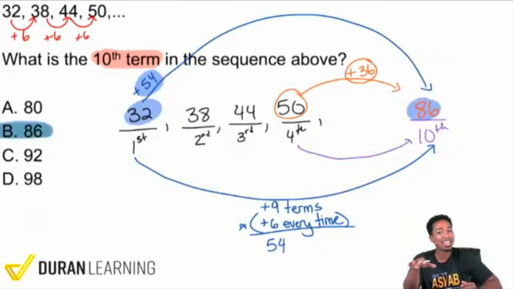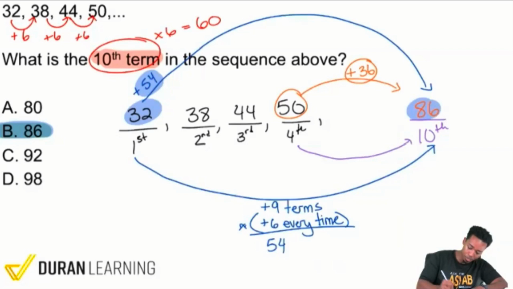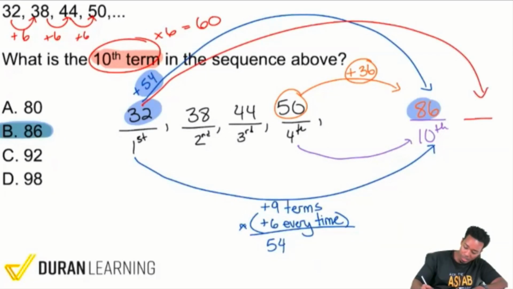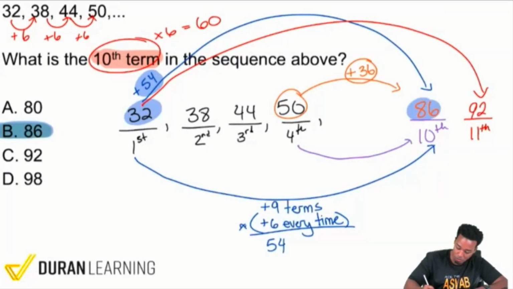And I'm going to do this one more way just to make sure for good measure here. If we accidentally did 10, this is going to happen. Mistakes are going to happen, right? If we ended up accidentally doing 10, so 10 times 6 to get 60, and we added it on, where we would have ended up would have been the 11th term accidentally. Because again, we're adding from the first term. 1 plus 10 is 11. 32 plus 60 is 92.